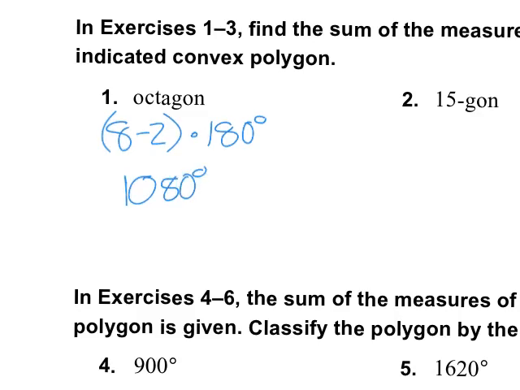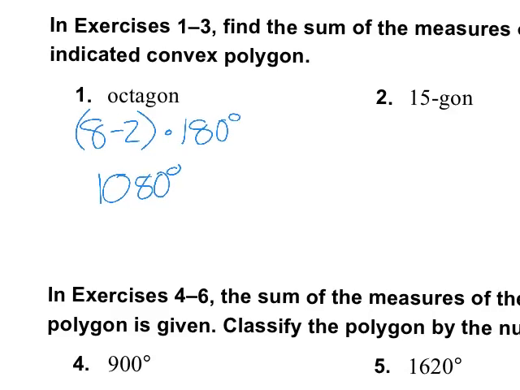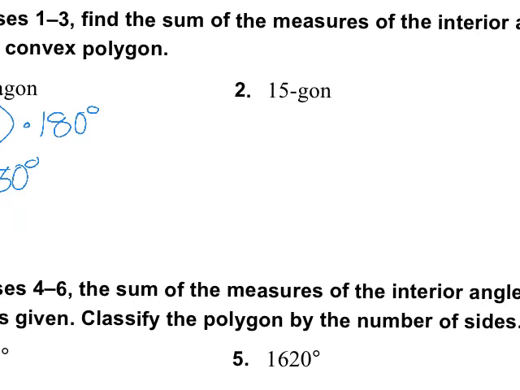1,080. Sounds good to me. A 15-gon. So I take 15 sides, subtract 2 off of it to make 13 triangles. Times 180 is a big number. What is that? 2,340. Thank you.